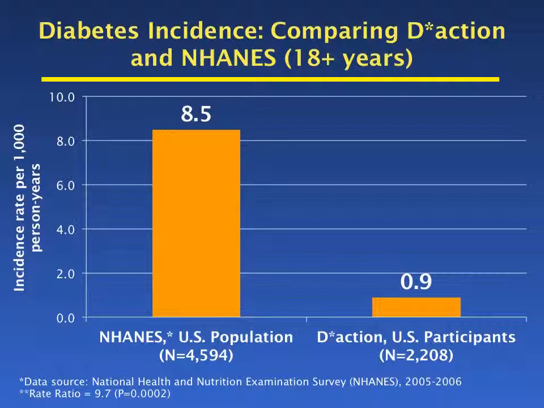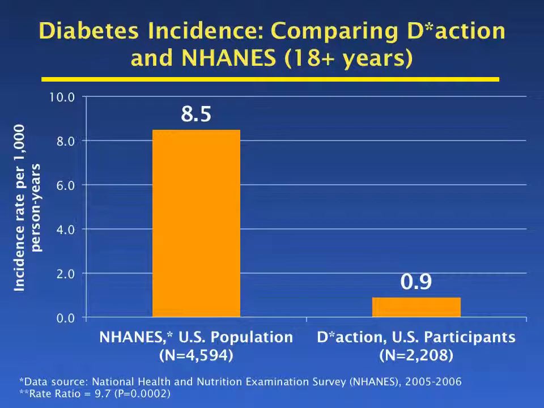For D-action, an incident case was defined as a self-reported diabetes diagnosis after enrollment in the study. And for NHANES, an incident case was also a self-reported diabetes diagnosis, but within the prior 12 months. Since the NHANES questionnaire did not specify between type 1 and type 2 diabetes, asking, "Other than during pregnancy, have you ever been told by a doctor or health professional that you have diabetes or sugar diabetes?" This preliminary analysis determined a combined type 1 and type 2 diabetes incidence.